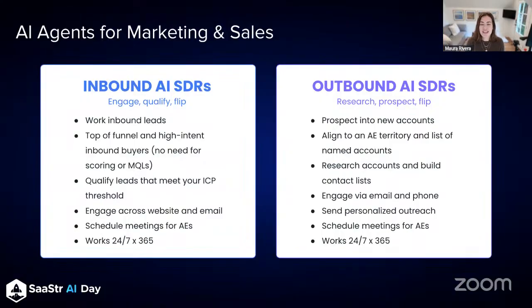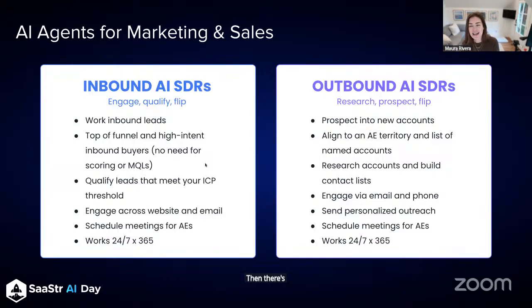Something really important as we talk about AI SDRs is that there are two different types. We have inbound AI SDRs. These essentially work for marketing. They engage with buyers at the top of the funnel who are starting to show interest, and buyers at the bottom of the funnel who are showing high intent. You can deploy an AI SDR agent to do everything they can to engage those buyers and book meetings with them.